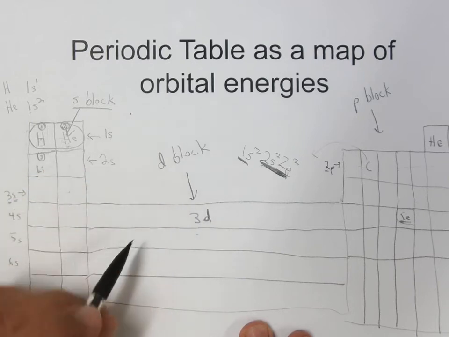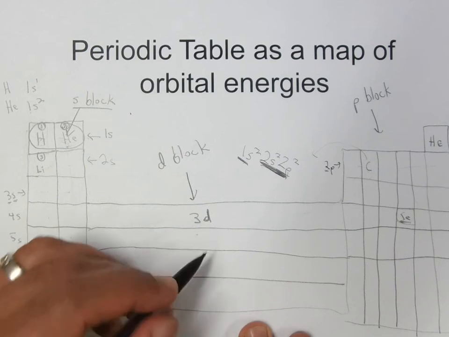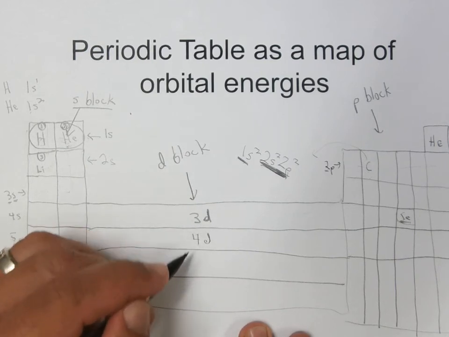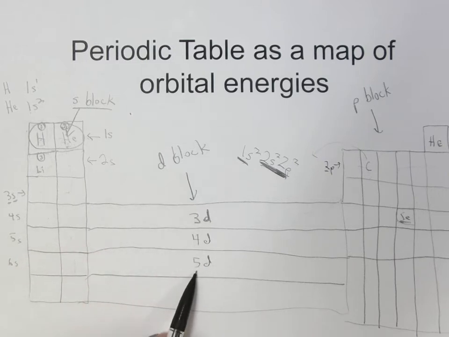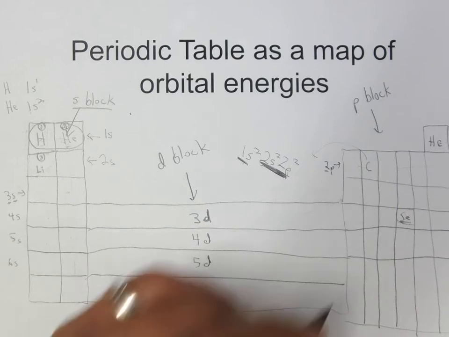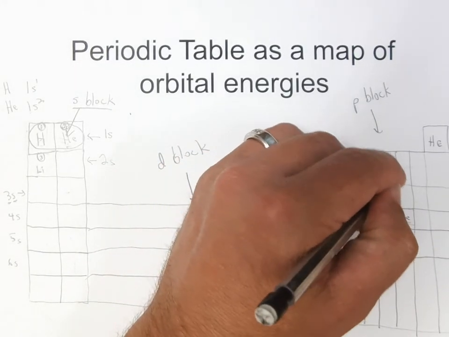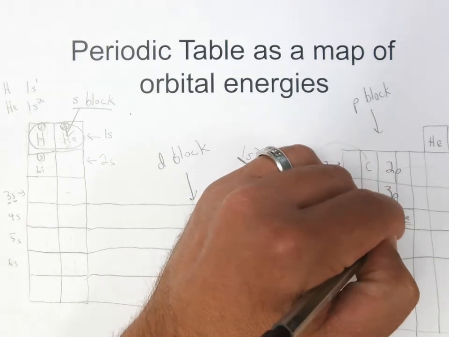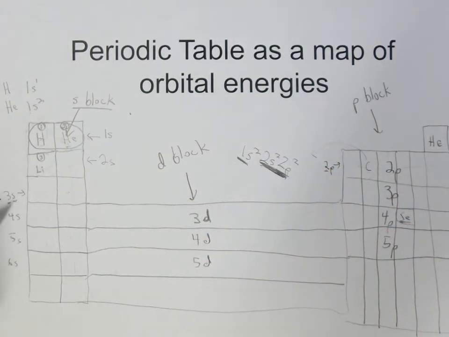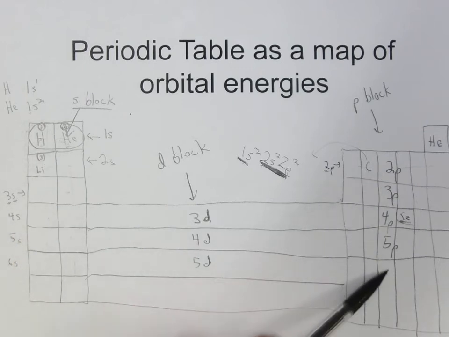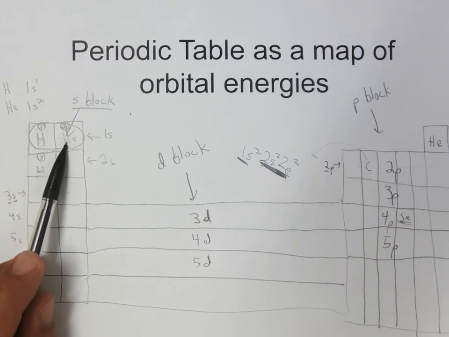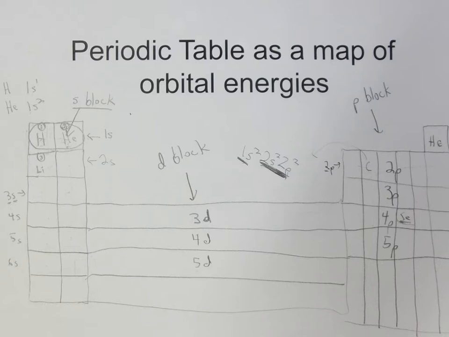So 3d is the first row of the transition elements, 4d is the second row, 5d is the third row of the d block. So you can see how it follows along. If I write out a little map here, I've got marked out the specific rows of the s block, the p block, and the d block. Now if I just follow along with the atomic numbers, it'll tell me the filling order for the orbitals.